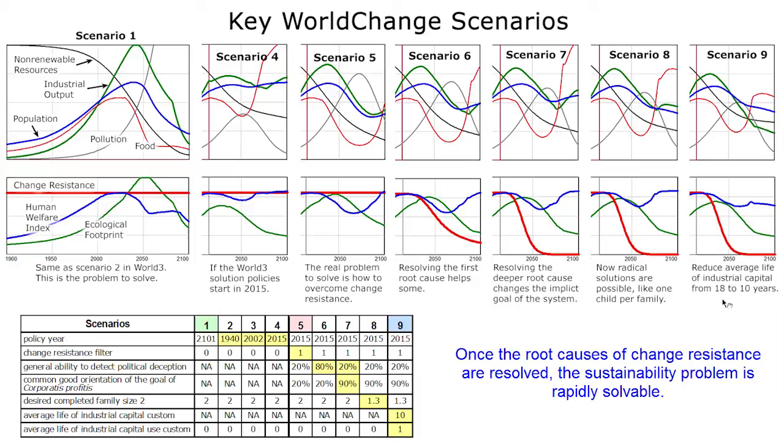One final observation. In the WorldChange model, solutions are implemented only as fast as change resistance falls from high to low. That's realistic. Now, it takes much longer for solutions to have effect this way, but it gives us model behavior that's much closer to how the real world behaves.